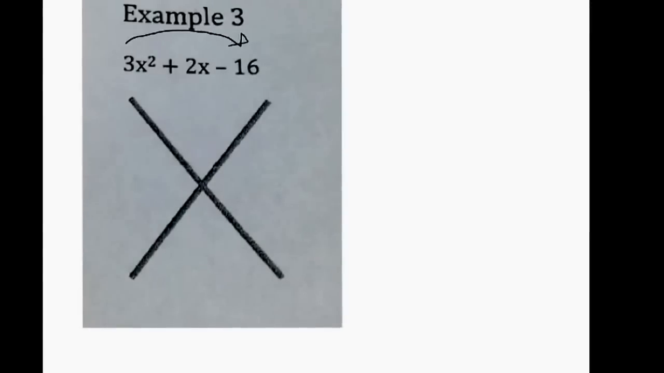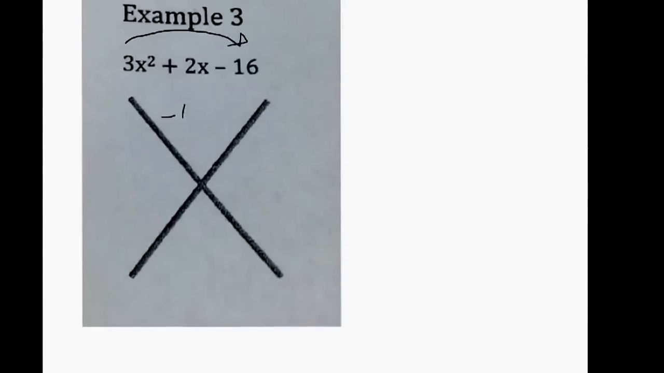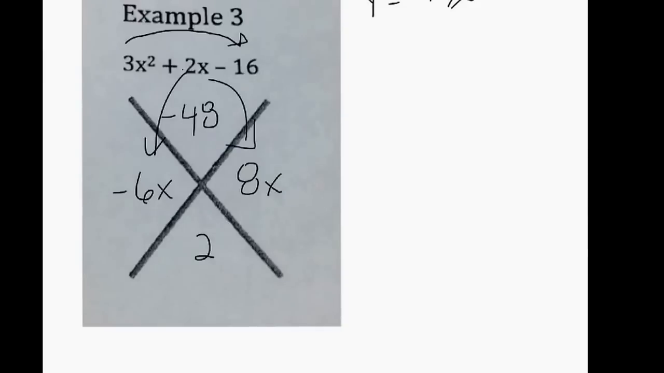3 times negative 16 is negative 48. The middle term is 2. So I'm looking for things that multiply to be negative 48 and add or subtract to be 2. So in my calculator I would type in y equals negative 48 divided by x. And so the 2 that I would find in my table on the calculator would be negative 6 and a positive 8. So I put the x's beside them because I'm splitting this, to make that, 8x minus 6x is 2x.